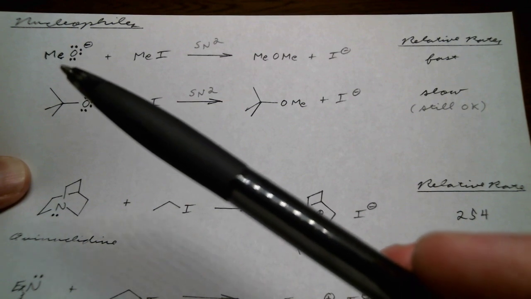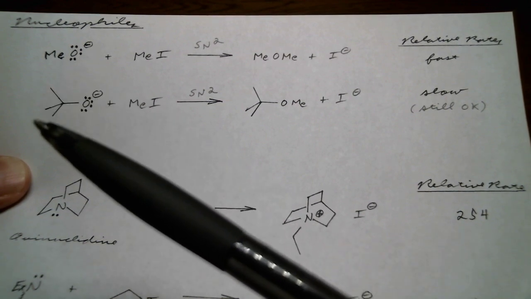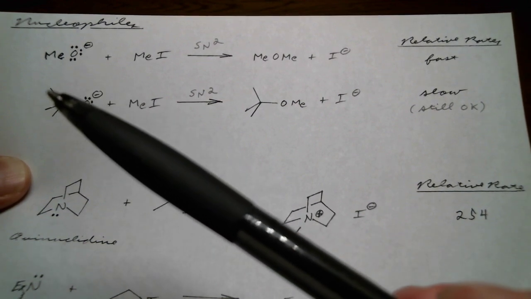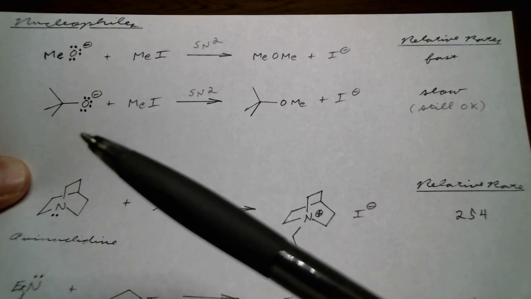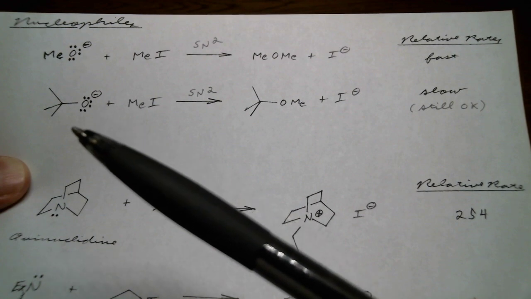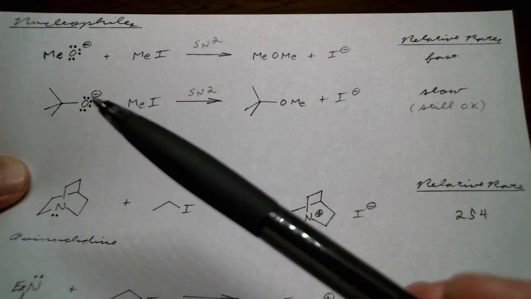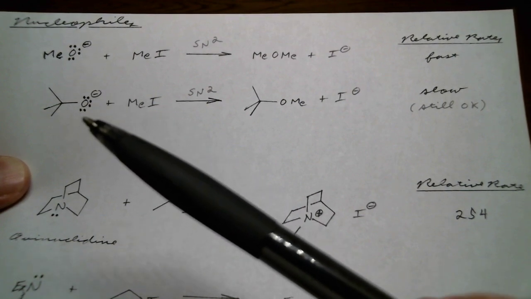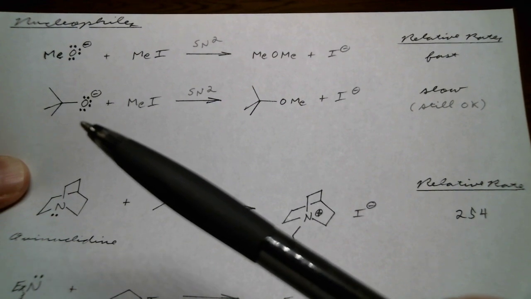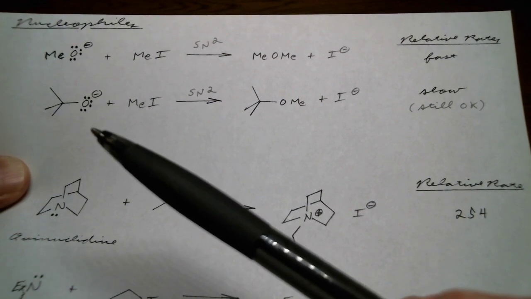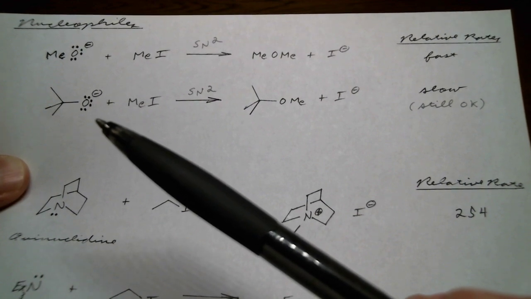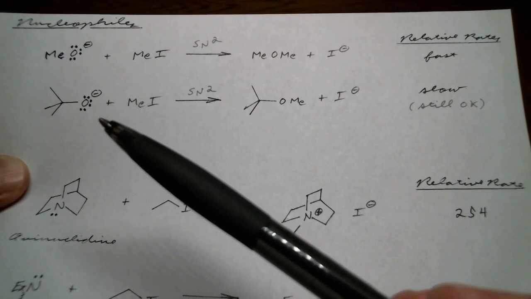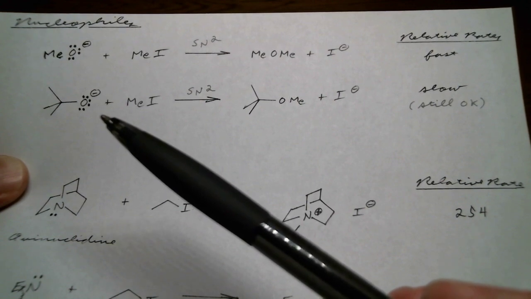What if instead of a methyl group, we have a tert-butyl group? This is sterically a little more crowded than a methyl group. So it somewhat protects the nucleophile, the oxygen, but not completely. So our tert-butoxide is a fairly strong base. It's actually a bit stronger than hydroxide or methoxide.